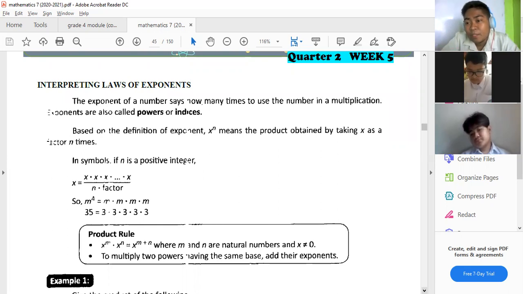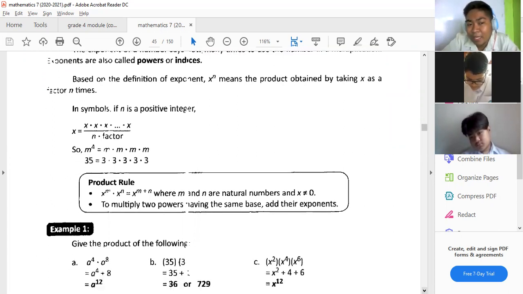Tama? Ayan. So, for example, to the second power, to the third power, di ba ganun ang tawag natin? Kapag exponent yan. So, based on the definition of exponent, x raised to n, or the power of x, means the product obtained by taking x as a factor n times. So, in symbols, if n is a positive integer, ayan siya. So, for example, m raised to 4, or the power of m is 4. Therefore, magiging m times m times m times m. That's the product. That's the power.